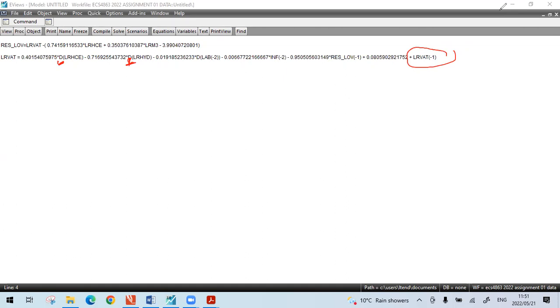The last part, we are now removing the logs. We have LRVAT. We want to remove the logs of this. How do you remove a log? You take an antilog of it. How do you take an antilog? You use exponent, right? So if you do this, it means you would have removed this L.